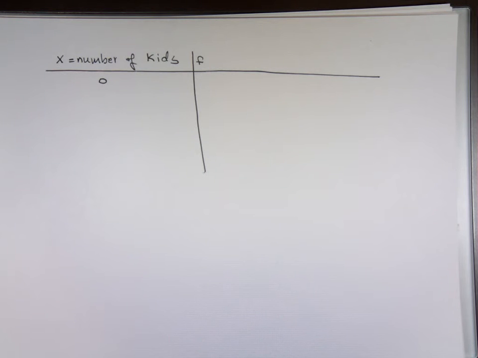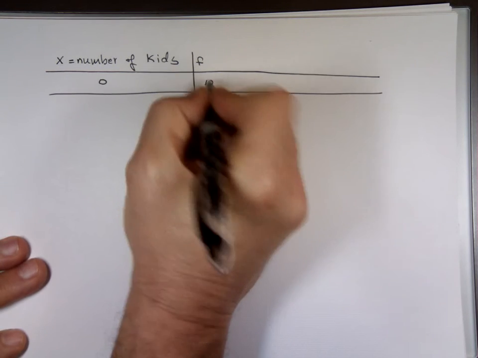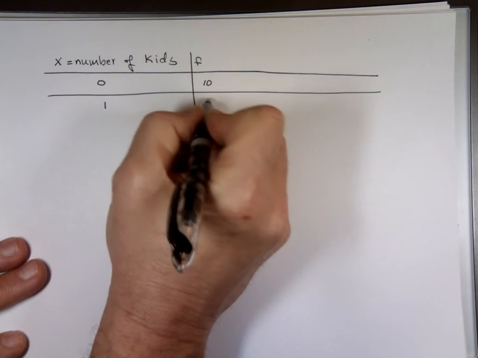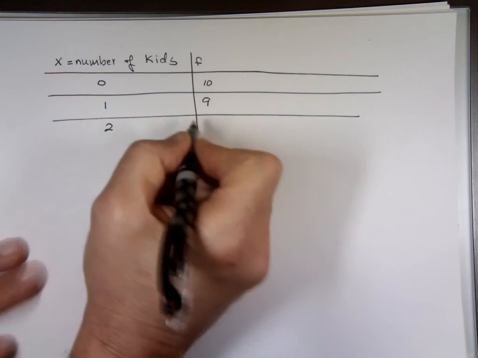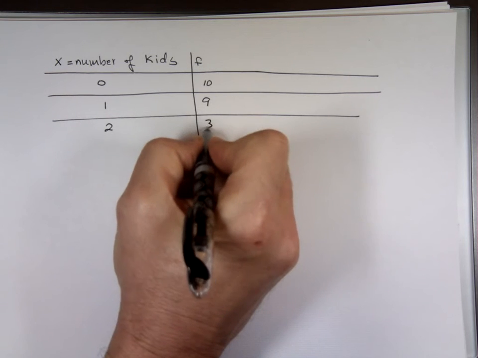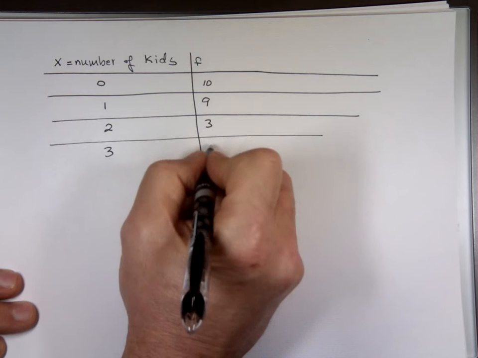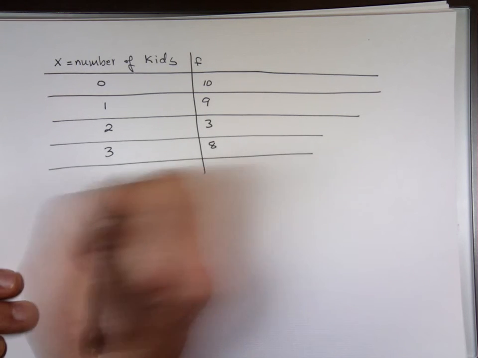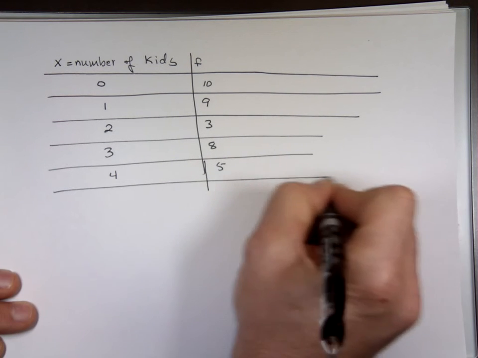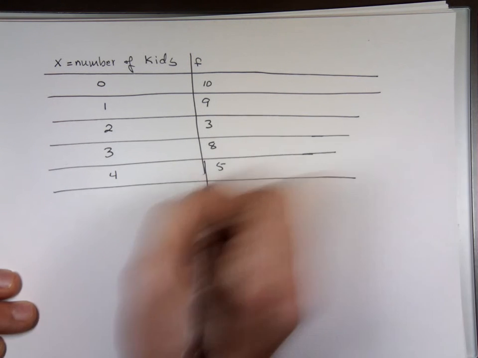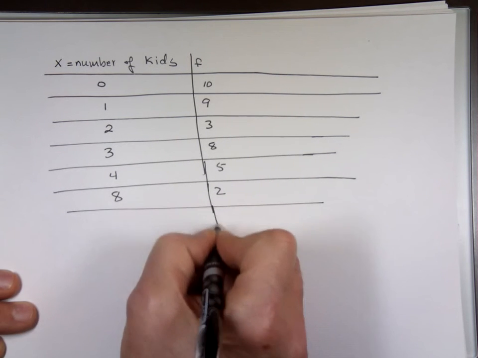0 kids, we have 10 families that say I have no kids. 1 child, we have 9 families. 2 kids, in the sample we tested, only 3 of them had 2 kids. 3 kids, we have 8 people. 4 kids, we had 5. And for some reason, 6 and 7, we didn't have anything. But 8 kids, we got 2. Nobody had 9, and 10 kids was 1 person.